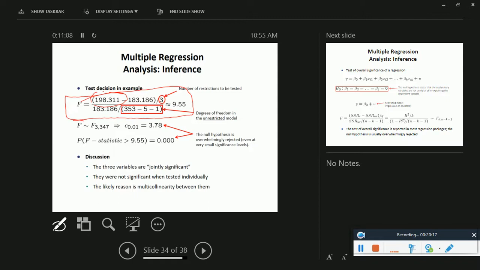So they found the F-test critical value at 3.78. And what is the value that we got from the calculation? It's 9.55. All right, so it is definitely bigger than 3.78, so we reject the null.